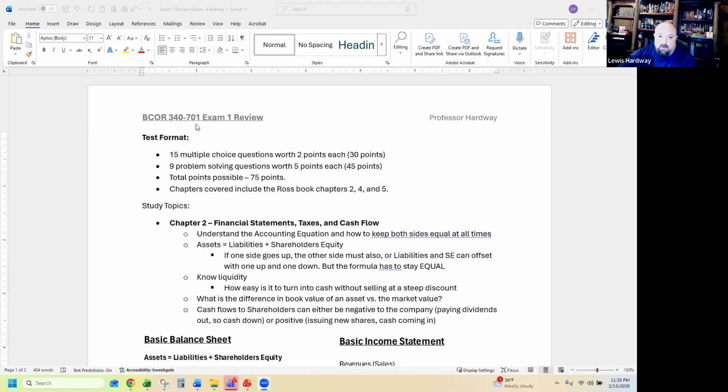Here is the test format. If you remember from the syllabus, there are 75 points total for the exam. The way I've gotten us there is through 15 multiple choice questions, worth 2 points each, spread evenly between the three primary chapters that we cover: chapters 2, 4, and 5. Then there are 9 problem-solving questions worth 5 points each, again across chapters 2, 4, and 5.